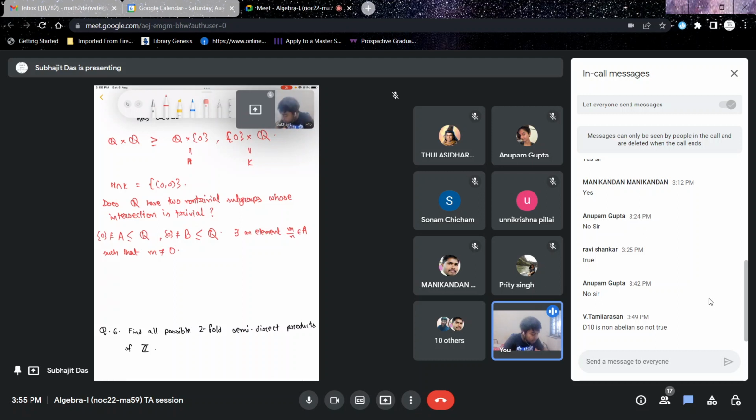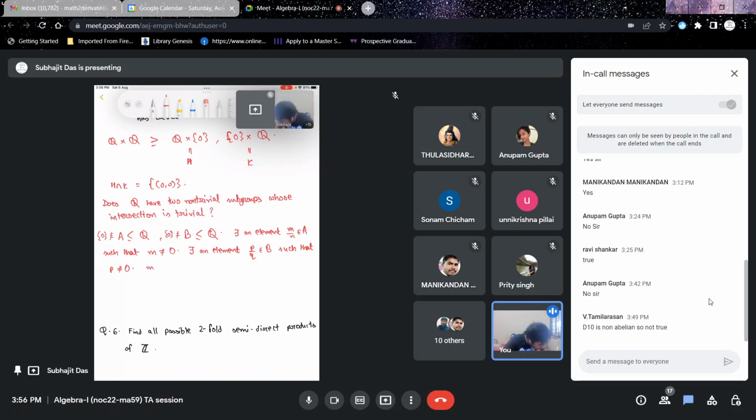At the same time, since B is non-trivial, there exists an element p over q in B such that p is non-zero, right? Now what can you do? What you want to show is that there is some non-trivial element which is in the intersection, which is in both, so that the intersection can't be trivial.